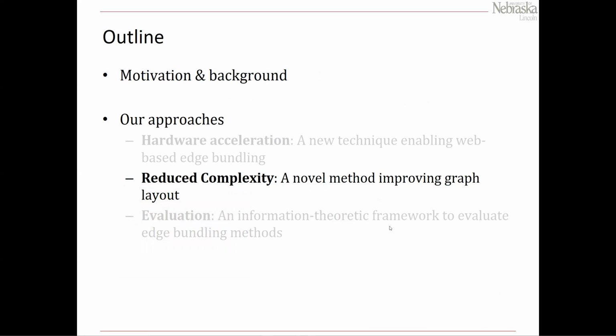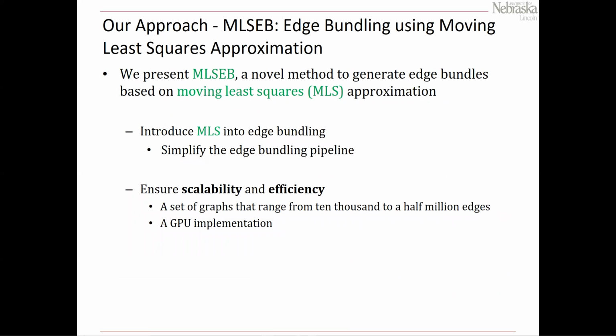To address this issue, we propose a new algorithm to further reduce the complexity of edge bundling. Our approach is based on moving least squares approximation. We call this edge bundling MSEB, edge bundling using moving least squares. We introduce moving least squares into edge bundling, so we can simplify the existing edge bundling pipeline and ensure the scalability and efficiency of edge bundling. We show our algorithm can be applied to a range of 10,000 to 500,000 edges. Meanwhile, we also propose a GPU-based implementation.